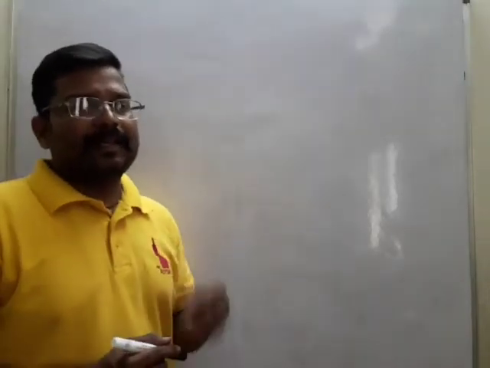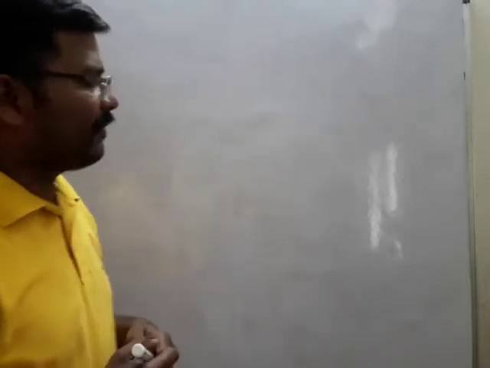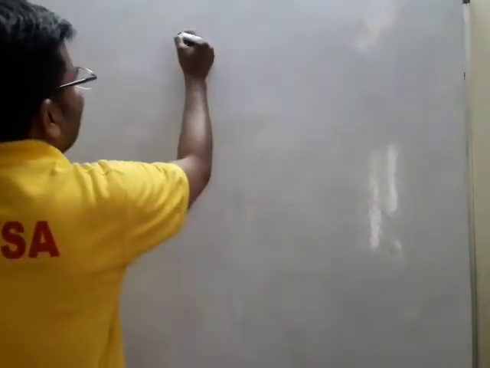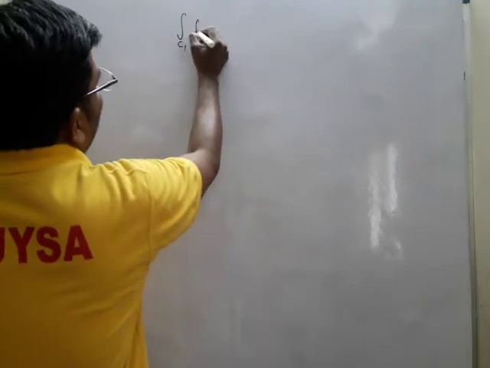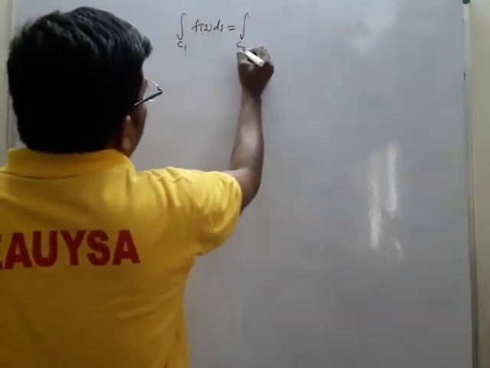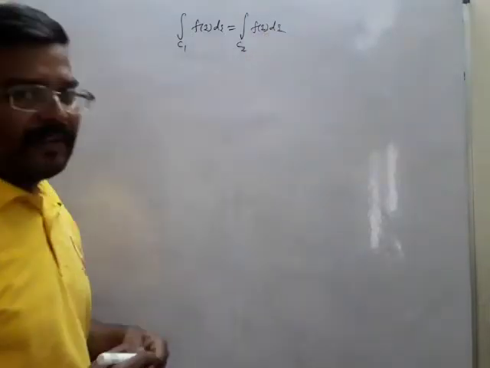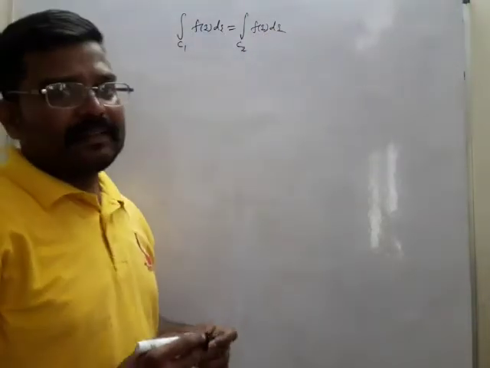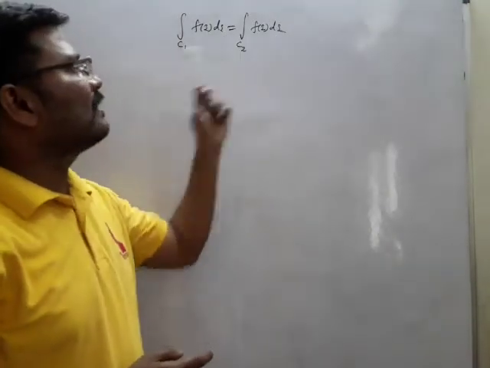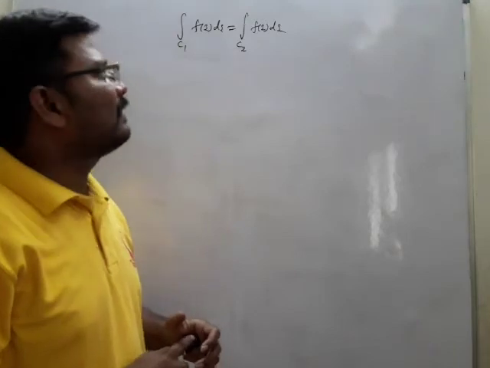Dear students, today we are going to see some problems by using the principle of deformation path. The principle of deformation path is nothing but: integral over C1 of f(z) dz is equal to integral over C2 of f(z) dz. If we are able to find out C1, then we will obviously get C2. This is the formula that the simple principle of deformation path states.